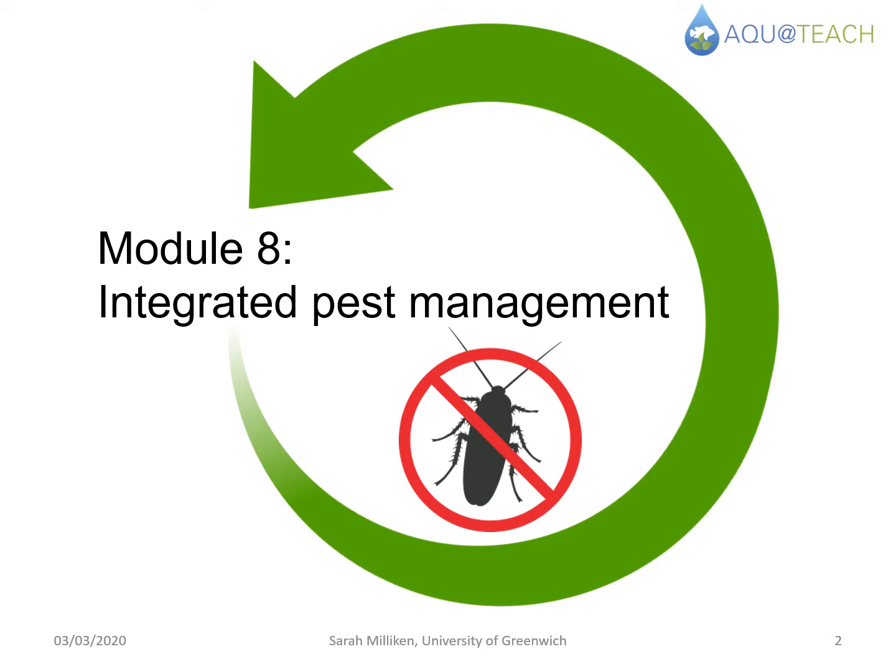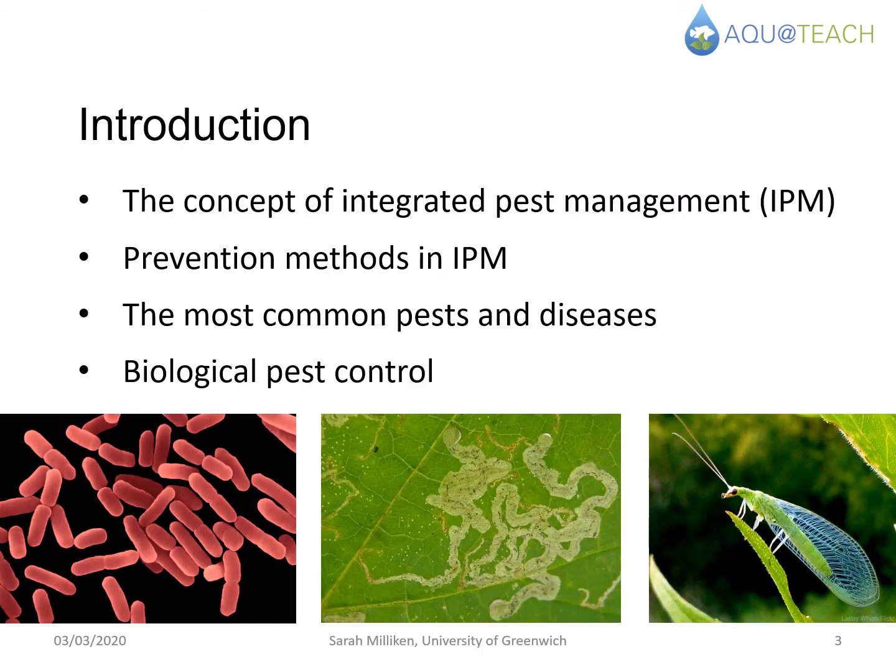In this brief introductory video, I'm going to give you an overview of the contents of Module 8, Integrated Pest Management. The module is divided into 4 sections. Firstly, we'll be looking at the concept of integrated pest management, which is commonly abbreviated as IPM. We will then look at different prevention methods in IPM, followed by the most common pests and diseases, and finally we will look in more detail at biological pest control.